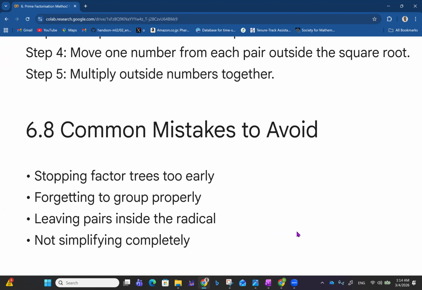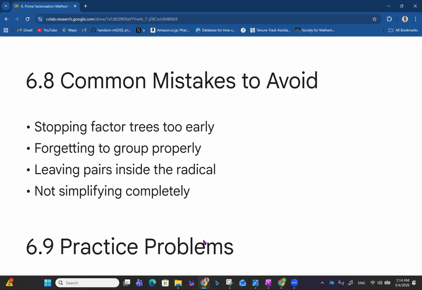Then common mistakes to avoid. Stopping factor trees too early. If you don't factorize completely, it's going to be a problem. Then forgetting to group properly. If you have a group of 3 and you just take one out without paying attention to the fact that there's still another number left, that's going to be a problem. Leaving pairs inside the radical. If you leave pairs inside the radical, you're still going to have a perfect square under the radical, and that's not going to give you the simple radical form. Then not simplifying completely is another problem.